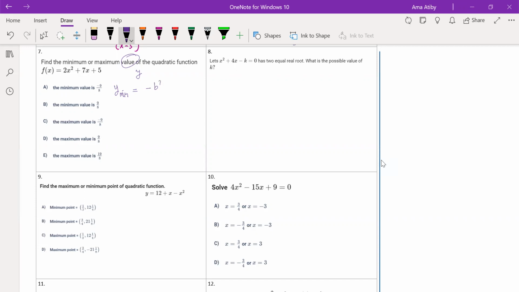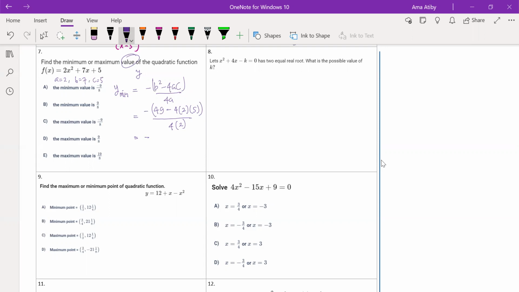negative b squared minus 4ac, and then over 4a. So now we identify a is 2, b is 7, and c is 5. So we will get negative, the square of 7 is 49, minus 4 times 2 times 5, over 4 times 2.